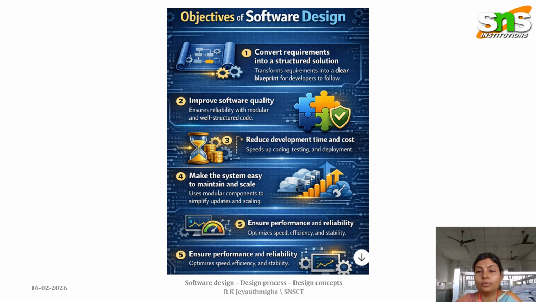The objectives of software design. The first point, convert requirements into a structured solution. It transforms requirements into a clear blueprint for developers to follow. It improves software quality. It ensures reliability with modular and well-structured code. It reduces development time and cost. It speeds up coding, testing, and deployment.